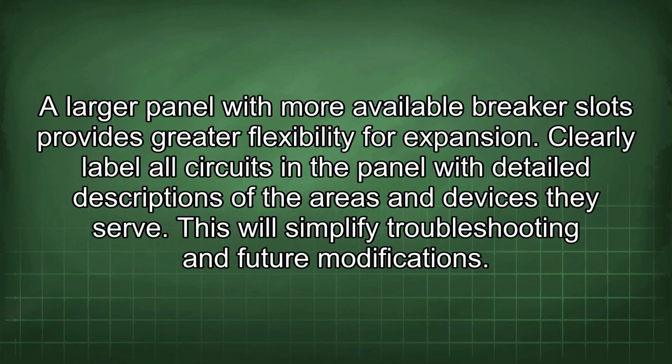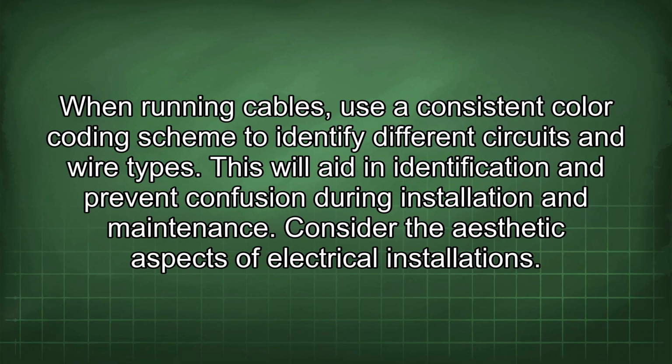Clearly label all circuits in the panel with detailed descriptions of the areas and devices they serve. This will simplify troubleshooting and future modifications. When running cables, use a consistent color coding scheme to identify different circuits and wire types. This will aid in identification and prevent confusion during installation and maintenance.